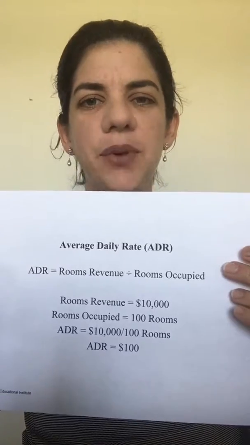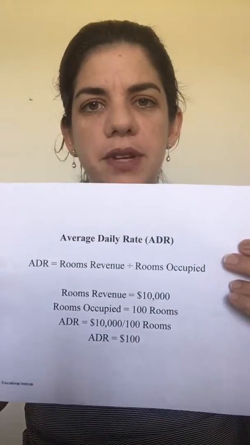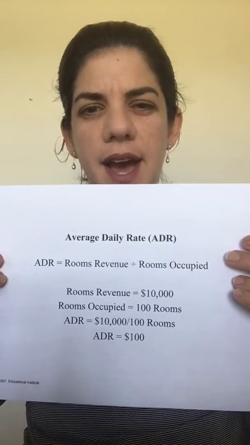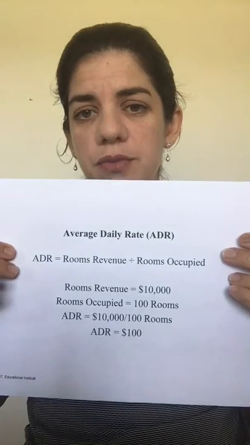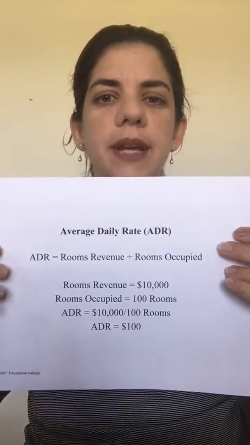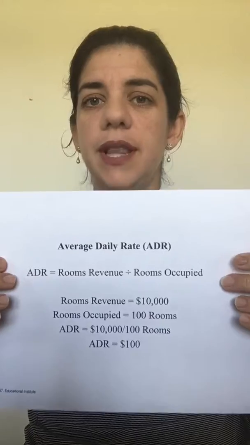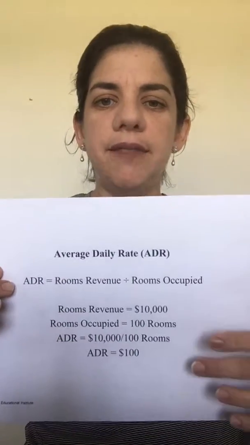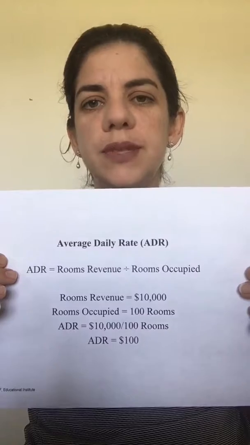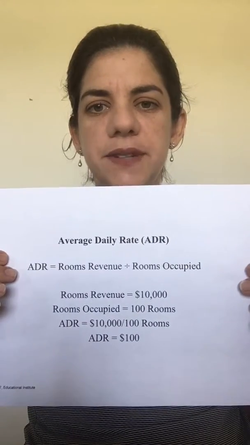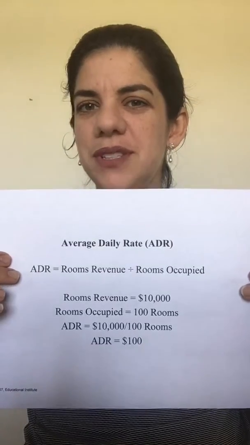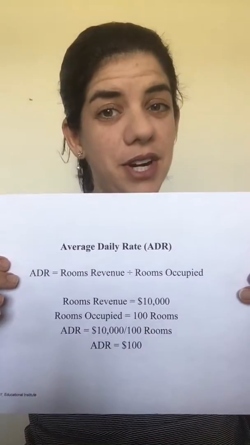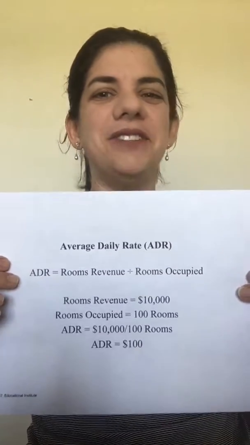So just by using a simple example, let's look at a room's revenue of $10,000 for that day. And let's say that day the hotel only had 100 rooms occupied. The ADR would then be the $10,000 that we collected for that day in revenue divided by the 100 rooms that were occupied on that specific day. So dividing $10,000 by 100 rooms gives you an ADR of, right, $100. Pretty simple, straightforward example on that.